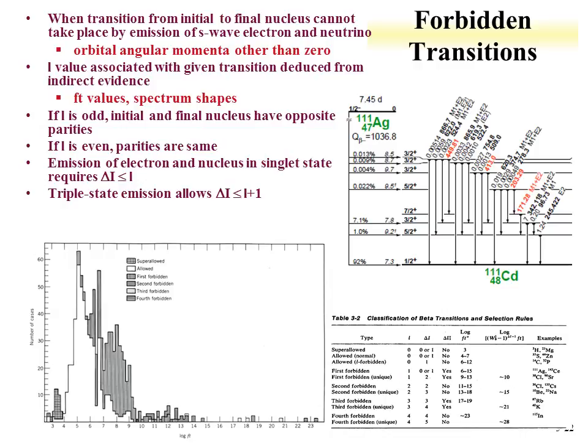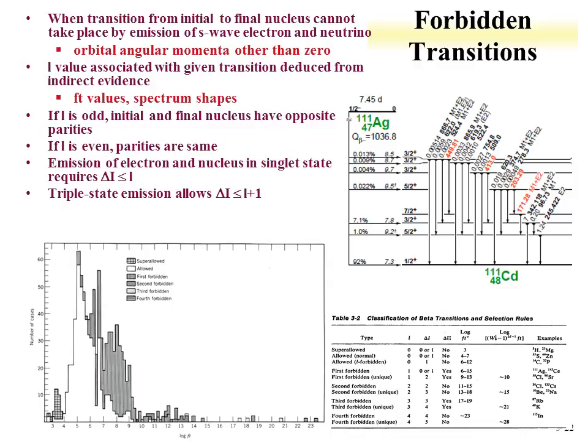What we see with some of these trends, the degree of forbiddenness is actually related to whether or not we have a spin change, so this delta I, if it's 1 or 0, along with a parity change. So if you have a spin change listed here, 1 or 0 or 2, along with a parity change, those are going to be first forbidden. If our spin change is 2 or 3 with no parity change, that's going to be second forbidden. Third forbidden, 3 or 4, along with the parity change, and the fourth forbidden is listed here.